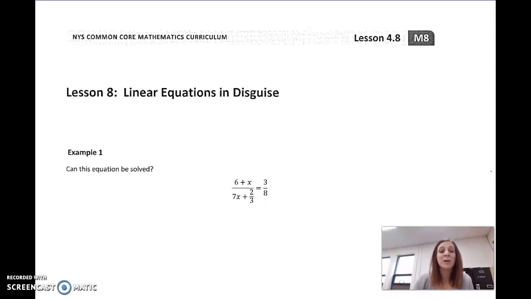Lesson 8 is on linear equations in disguise, which sounds pretty intriguing, right? Why are they in disguise? We're going to bring back a way of solving from when we talked about solving proportions, and we're going to apply it to some more complicated problems.